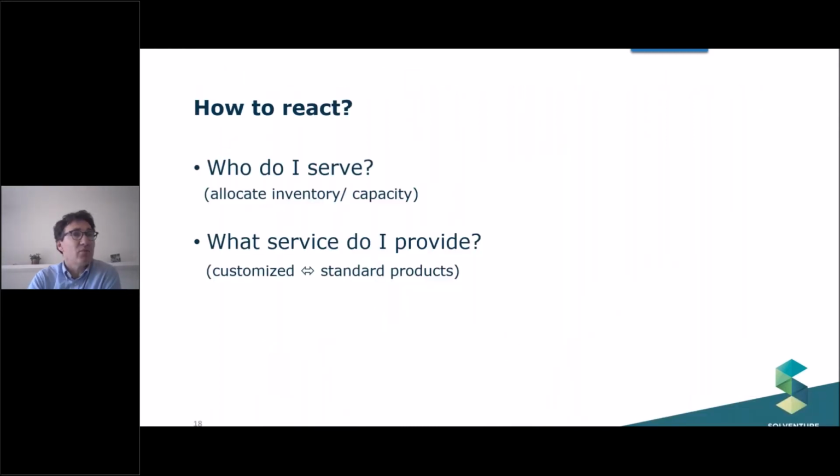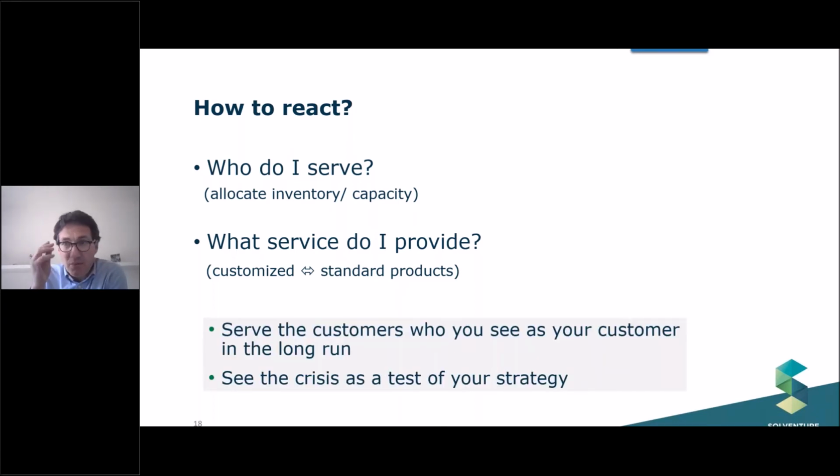Now the question becomes how to react. The question is then double. First question is, who do I serve with priority? Because I only have a limited inventory, I have a limited capacity available. And then the question is also, what service do I provide? Now, we do not have a magic formula. We only have a couple of guidelines.